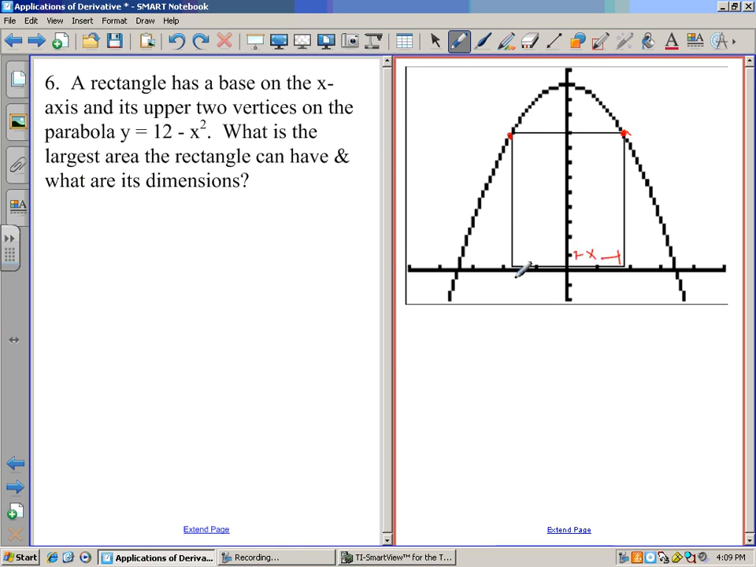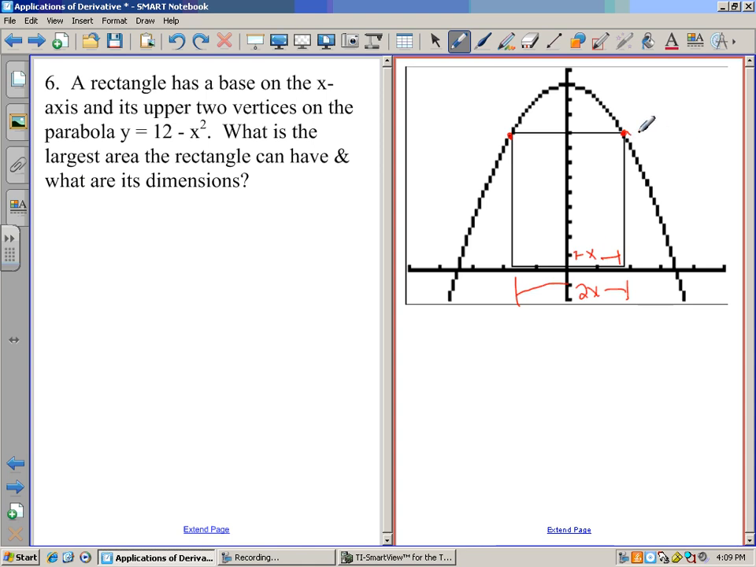we have to consider that the base of this rectangle is not x, it's actually 2x. Because an entire base of a rectangle is the distance from the y-axis to this vertex. So you have to go the other way as well. And because of the symmetry of the parabola, the distance in one direction is the same as the distance in the other direction.